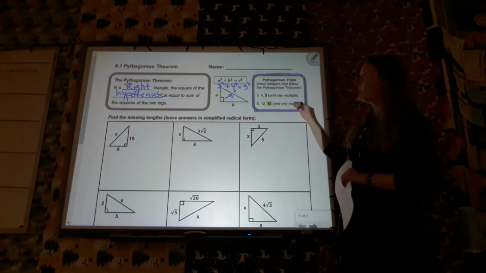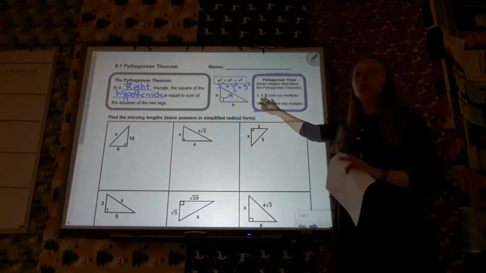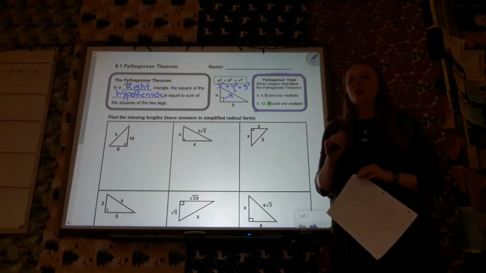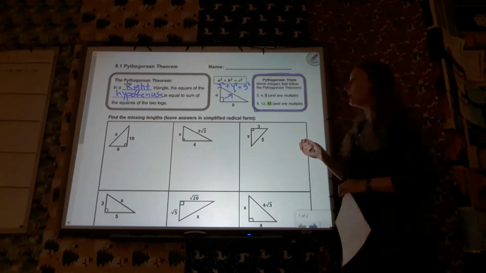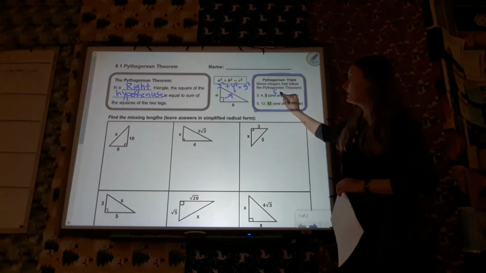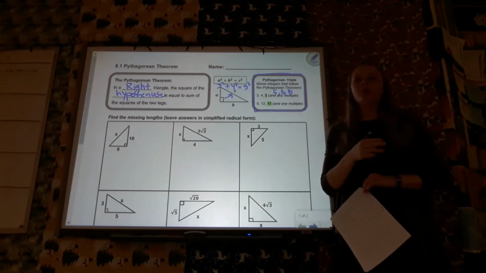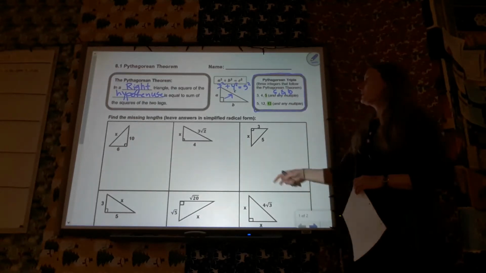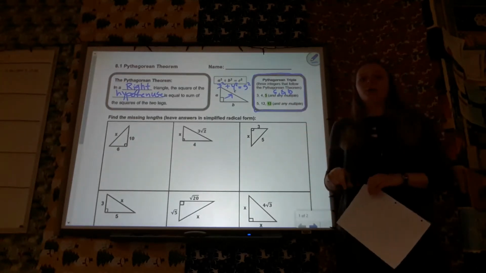Something else that's important to remember is that it could be 3, 4, 5 or any multiple of those numbers. So let's say you take 3, 4, and 5 and multiply them times 2. Another Pythagorean triple would be 6, 8, and 10. It's based on the 3, 4, 5. You've just taken each number and multiplied them by the same value. That's what I mean by any multiple in parentheses there.